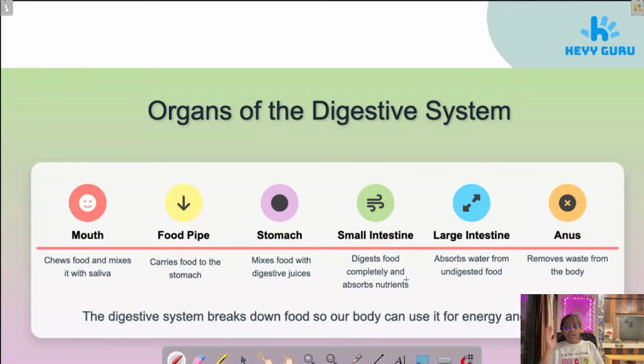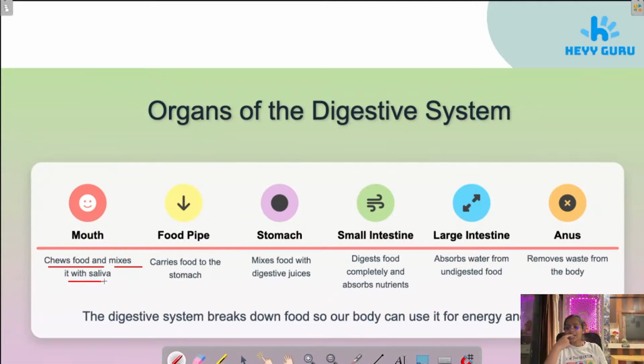So now we are looking at what digestion is. You understood what digestion is. It is a process to break down the food into simple substances, and those simple substances are useful to our body. But for this whole process there are some organs that help the process work. First is your mouth, where your teeth are present, and the teeth help you to chew the food, breaking down whatever you are eating and mixing it with saliva.